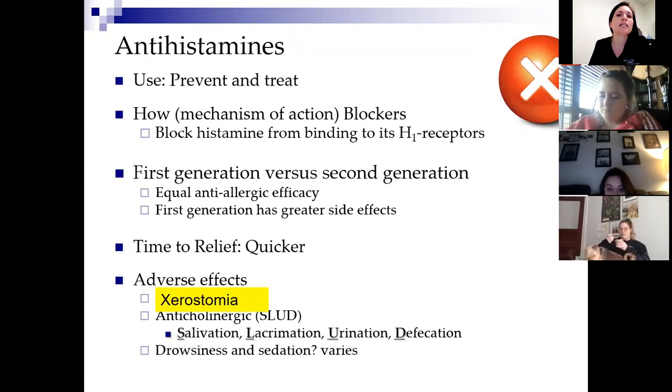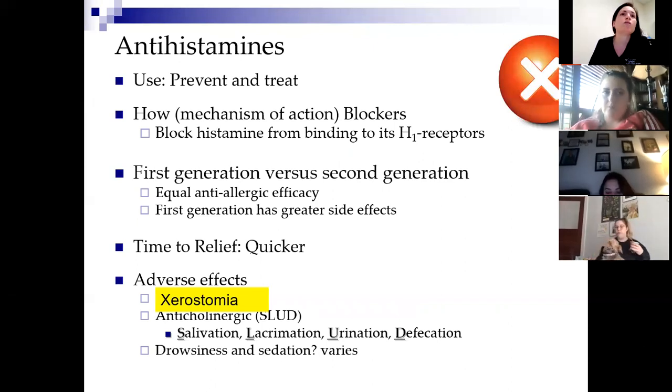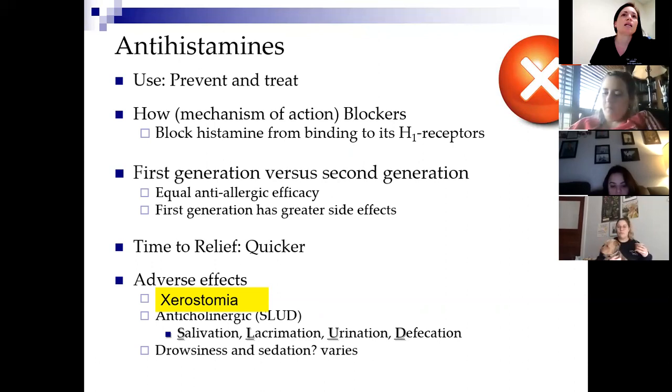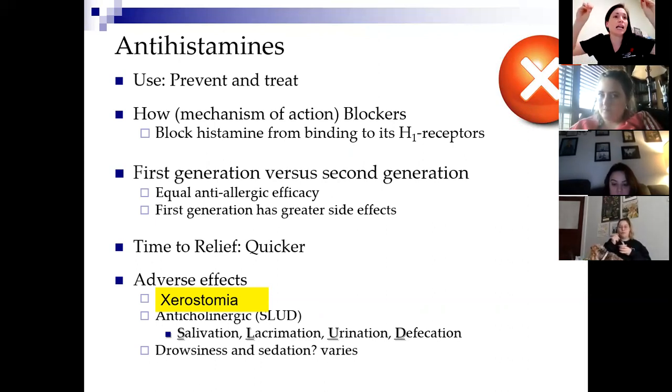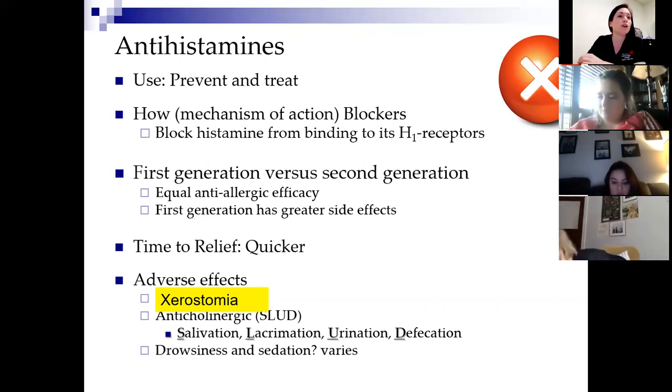The second one is the antihistamine or the histamine blockers, and uses prevent or treat. Mechanism of action, they block histamine from binding to the H1 receptors in the nose, so all those little nose cells everywhere. When the histamine goes out and hooks on and tells all the other cells to freak out, like what he said in the video, it blocks it at that point, so they don't actually hook onto the cells and cause the reaction.